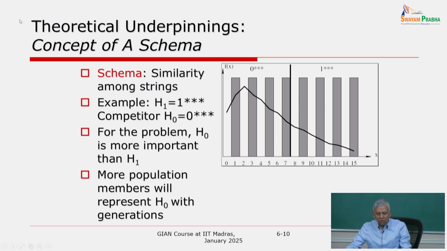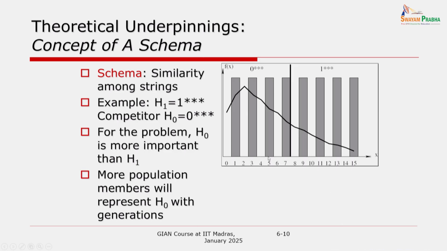So Holland thought that why these methods work with the binary coded GA is this concept of schema. So what is a schema? Does this one work? Oh, I need this one. Yeah. So a schema, as you see here, is a similarity template.